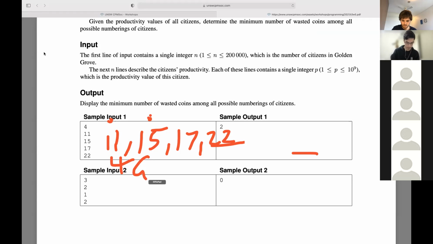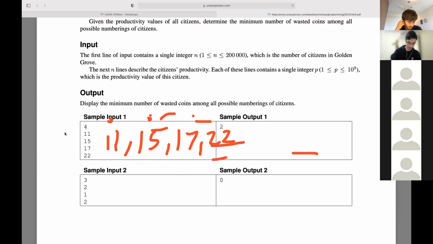And this one's bigger than this, so you get 2 gold coins. And in the last one, the second one's bigger than the first one, so you get 5 gold coins. So that wasn't very interesting. The point of the problem is that you can actually choose which order you put them in.